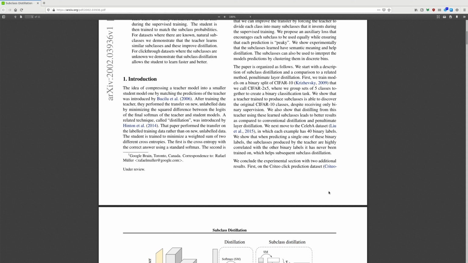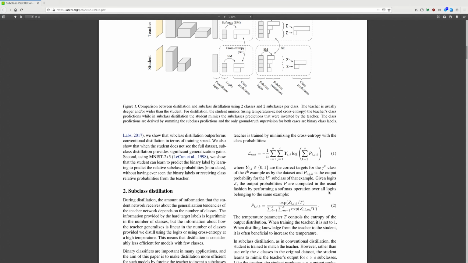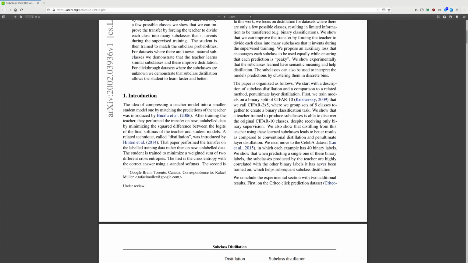We move next to the CelebA dataset, Liu et al. 2015, in which each example has 40 binary labels. We show that when predicting a single one of these binary labels, the subclasses produced by the teacher are highly correlated with the other binary labels it has been trained on, which helps subsequent distillation.